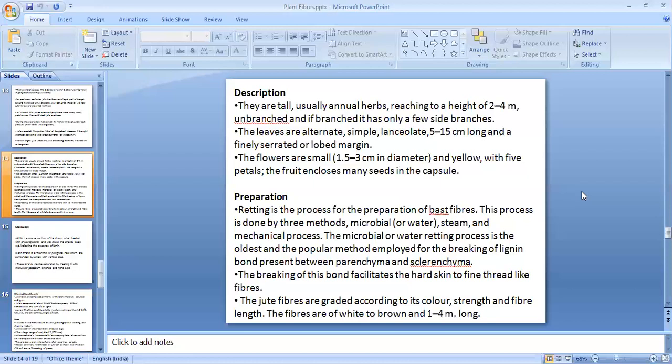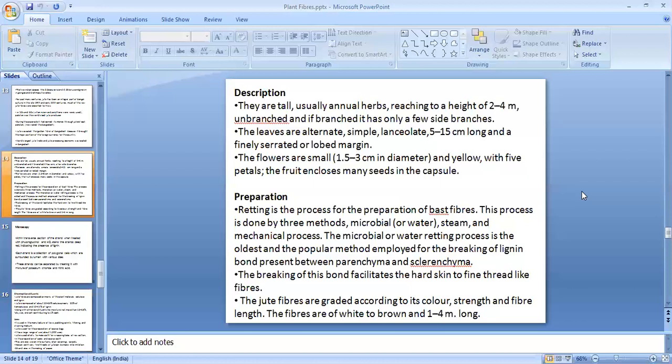They are washed well with water to remove the decayed materials, carded well, bleached, dried, packed and sent to the market. So that is the usual preparation of this jute fiber, and this was the olden method. Here we can see the retting process is the preparation of bast fibers. That is done by 3 methods. One is the microbial or water method, what I just told, and the next ones are the steaming and the mechanical process.